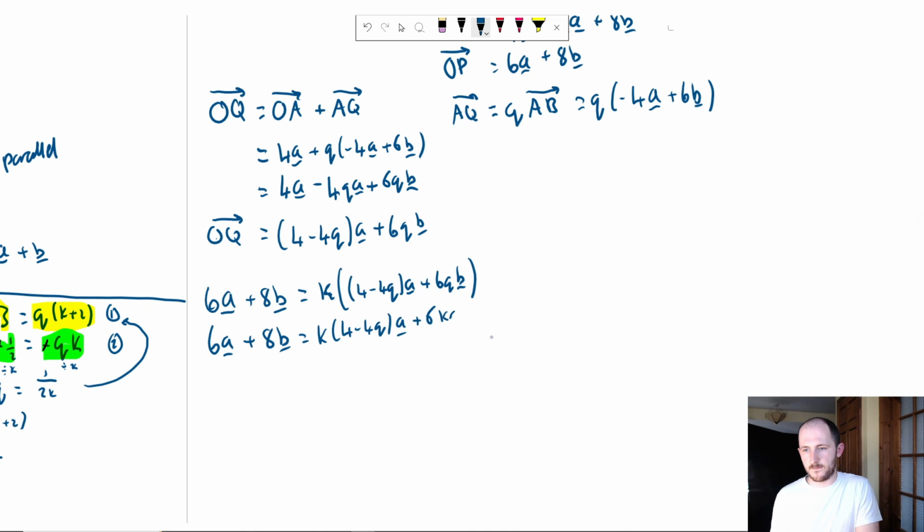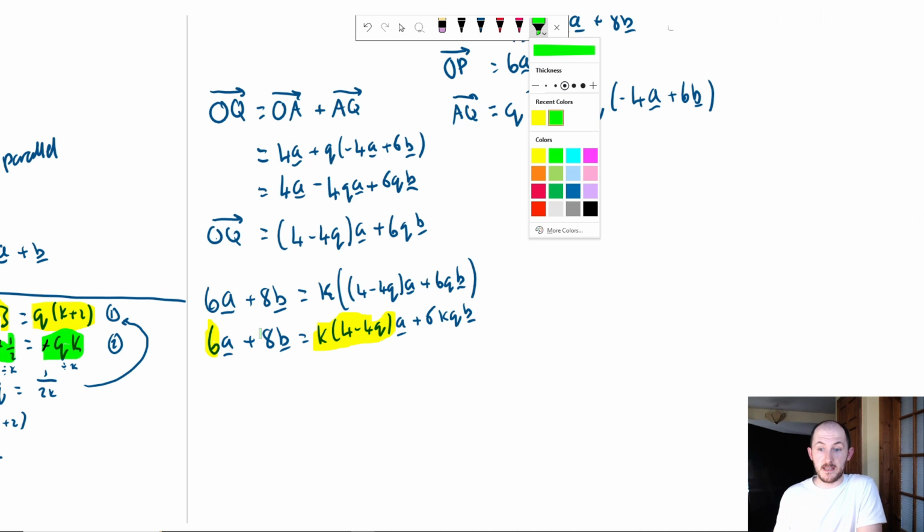Fair enough. And again, just like we said before, everything in front of A should be the same, and everything in front of B should be the same, so to speak.